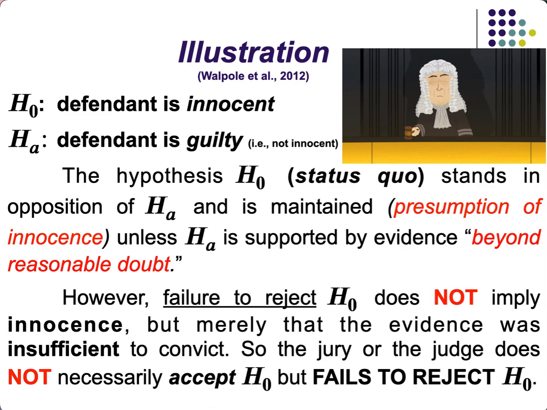However, if we fail to reject the null hypothesis, failing to reject the innocence of that individual, it does not actually imply real innocence, because to start with, in the first place, he or she is already in the courtroom, right? So he or she really did something to start with, but merely that the evidence was insufficient to convict. So there's insufficient evidence, not enough to say that he or she is guilty. So the jury or the judges does not necessarily accept innocence, but only fails to reject such.